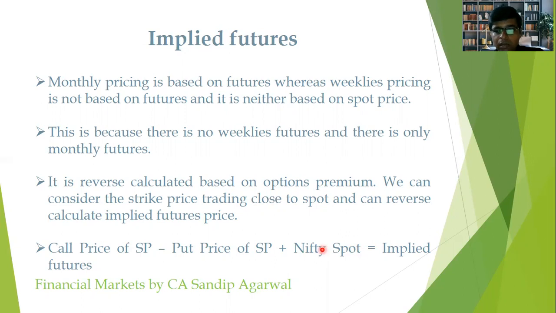So let's say, for example, the Nifty spot is currently trading at 17,700, and the monthly Nifty futures is currently trading at 17,750, which is around a 50 points premium as compared to the Nifty spot. And the difference between the call price and the put price of the 17,700 strike price of the April contract is, say, around 10 points. So the implied futures for the current weekly expiry becomes 17,700 Nifty spot plus 10 points, which is the difference between the call price and the put price. So it becomes 17,710. This is the implied futures.